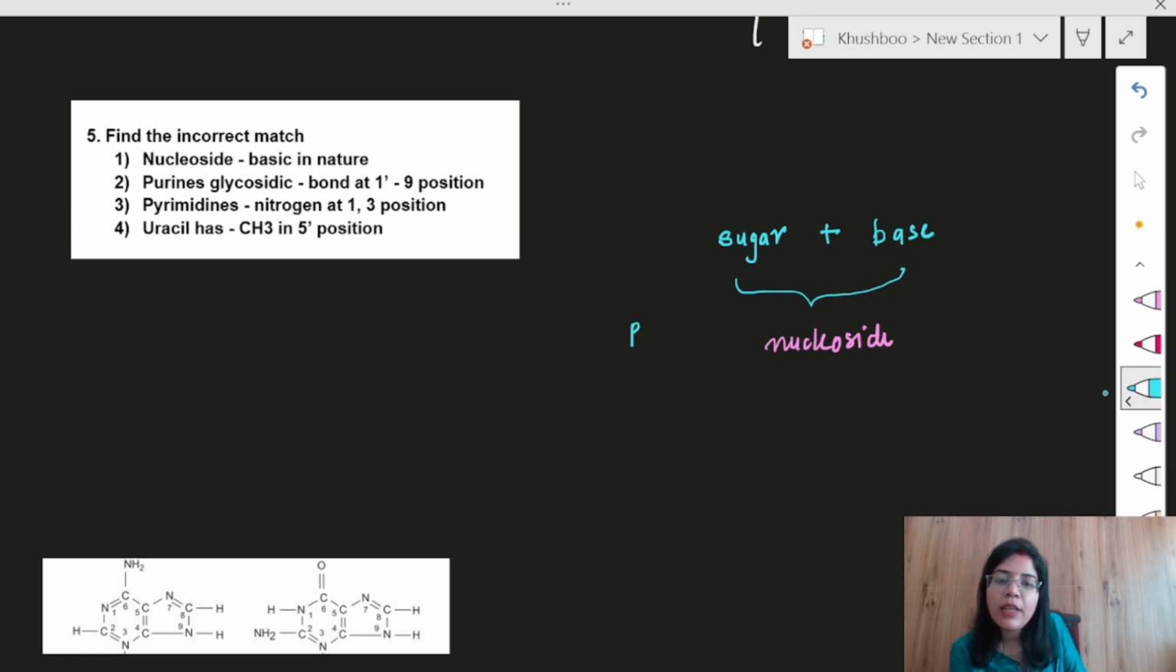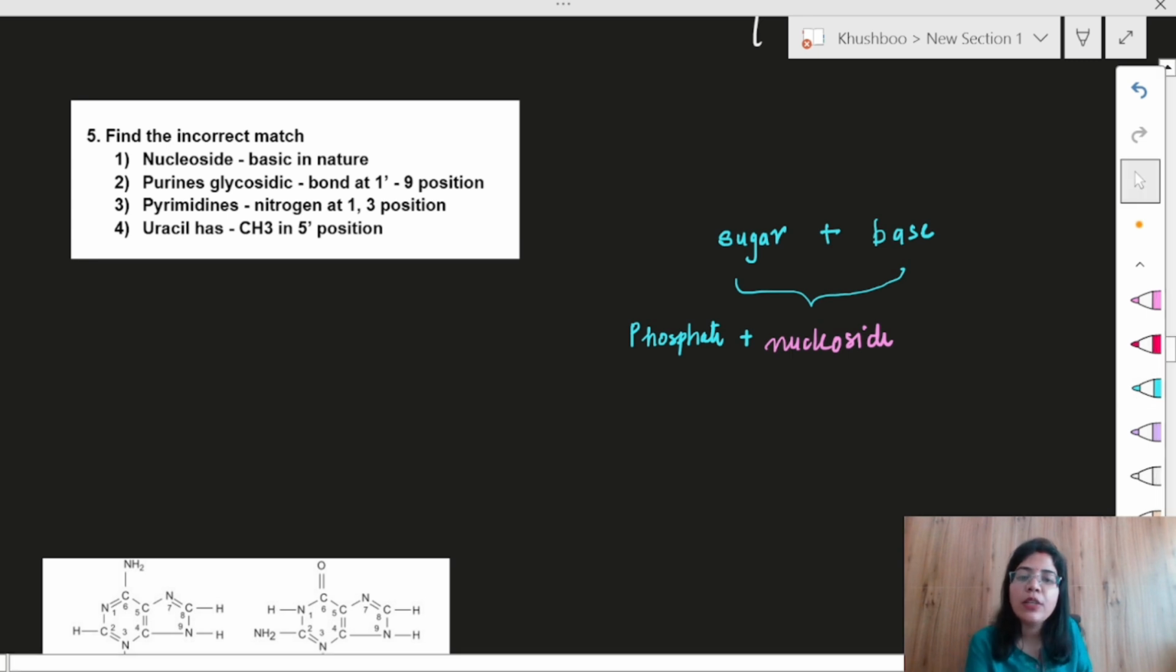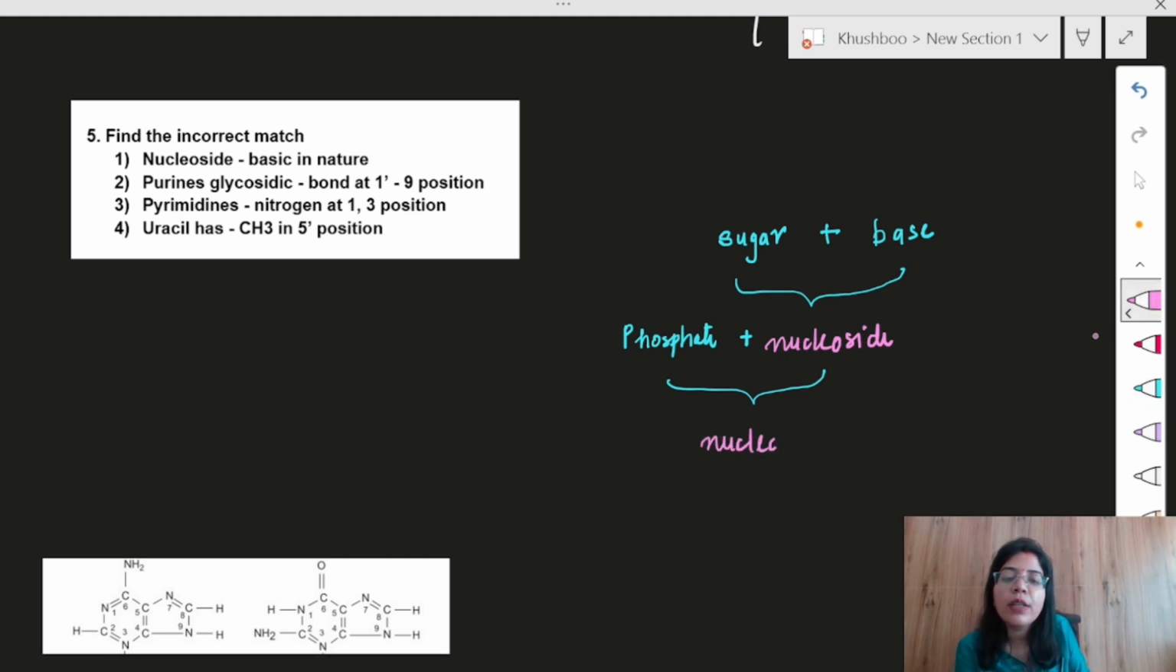In this nucleoside, if I add a phosphate, right? What will I be able to make? I will be able to make nucleotide. Now tell me, can I say nucleoside is basic in nature? Yes, absolutely we can say. Phosphate is not attached. Okay, this gives acidic behavior, this gives basic behavior, right? Okay, so it is correct only.